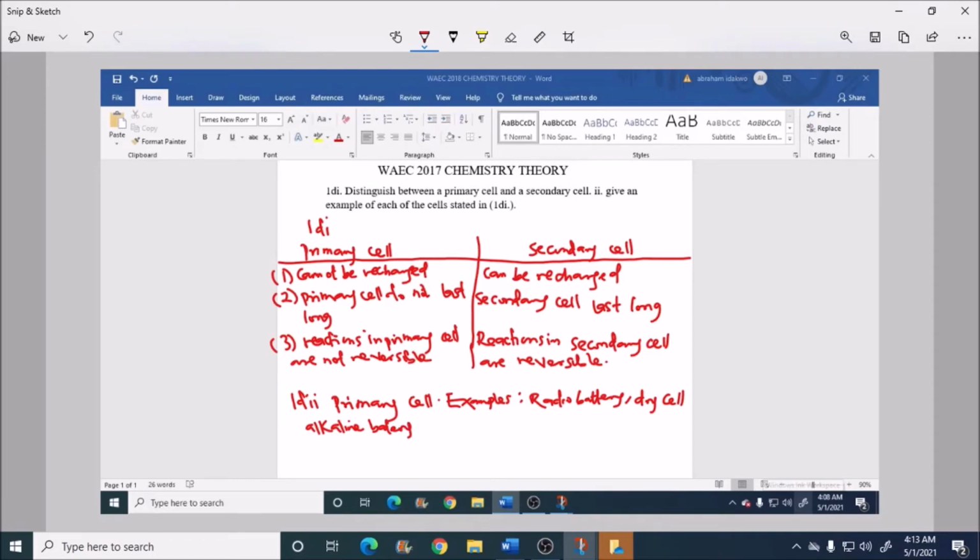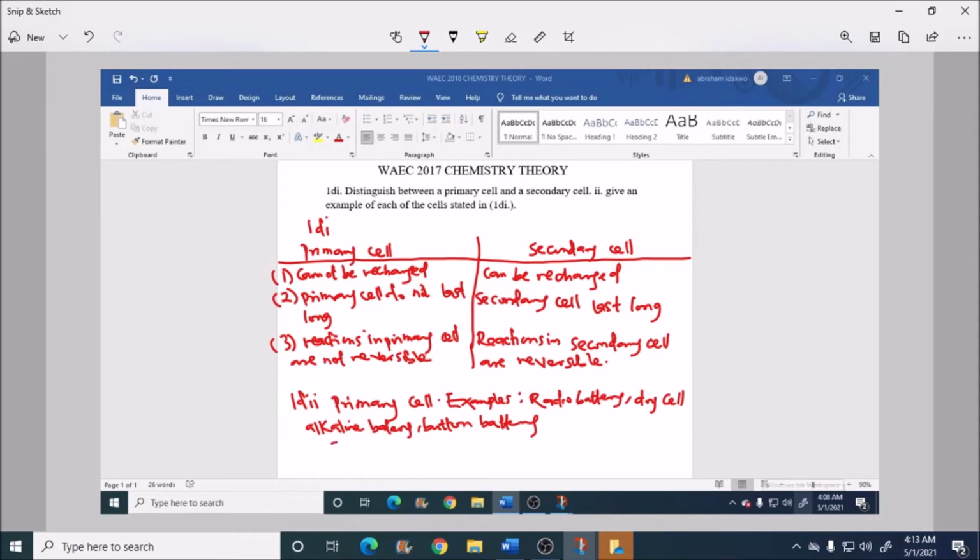Then we still have button battery. So these are the examples of primary cell.